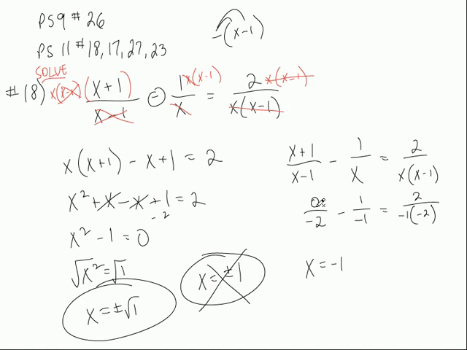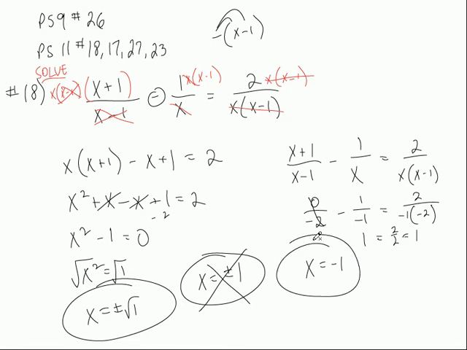Let's see. What's 0 over negative 2? What's 0 divided by a number? That is 0, isn't it? So that's just a 0. Look, minus negative 1, which is plus 1, so that's a positive 1. Let's see what this side is. 2 over what? 2. What's 2 over 2? It's equal to 1. 1 equals 1. Does it work? Yep, it does.